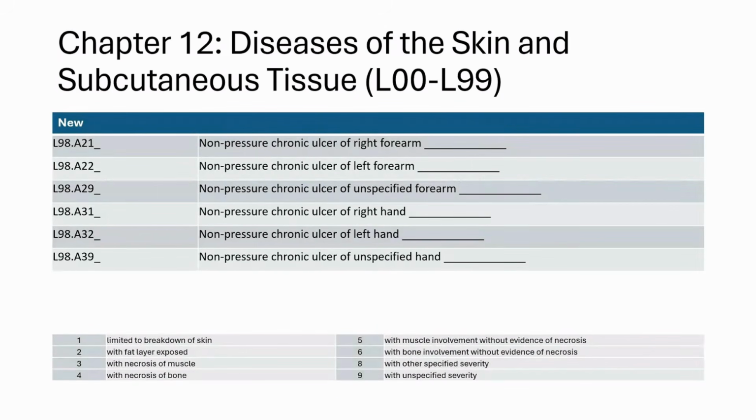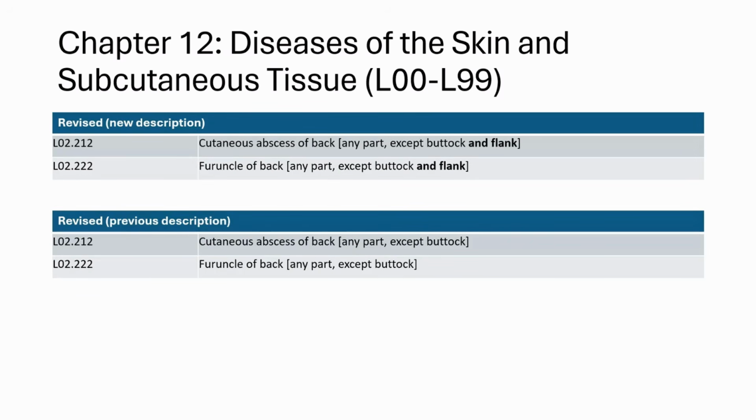Each of these codes requires a sixth character to describe the severity. One is limited to breakdown of the skin, 9 is other unspecified, but 6, I guess, would be with bone involvement without evidence of necrosis. So we do need specificity in the documentation to assign the correct 7th character for the severity of that ulcer. A small revision was made to the codes for abscesses and furuncle on the backs to now specify that it includes the back, the flank.